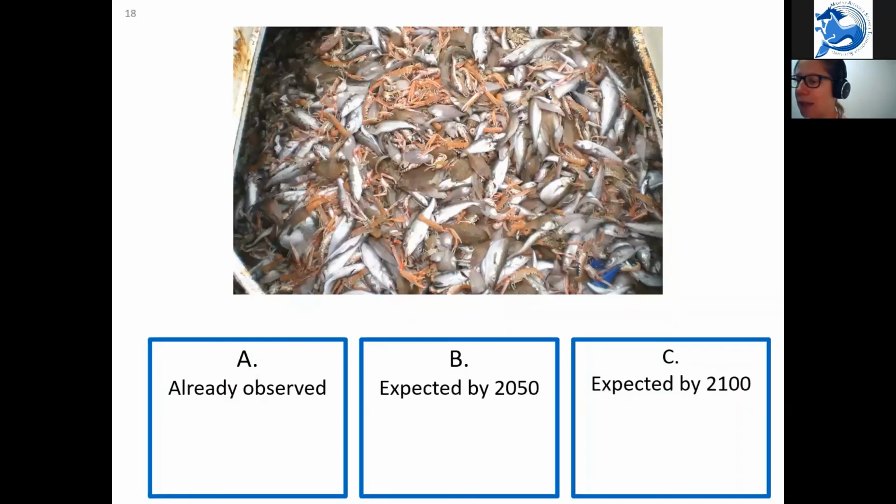It is well established that rising temperatures will lead to smaller body sizes in the marine ectotherms. If you're an oceanographer like me, that just means fish, basically, marine ectotherms. So in the North Sea, the impacts of warmer sea temperatures on the adult body size of fish are already observed, expected by 2050, or expected by 2100.